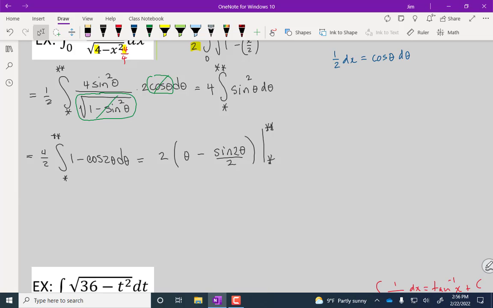We then have to use our double angle identity right there. And we'll distribute the 2 at the same time. So that's 2 theta minus sine of 2 theta, which is 2 sine theta cosine theta. That 2 and this 2 cancel, and then this 2 distributes over. So we get 2 sine theta cosine theta, with star limits still. Got to get back to x.